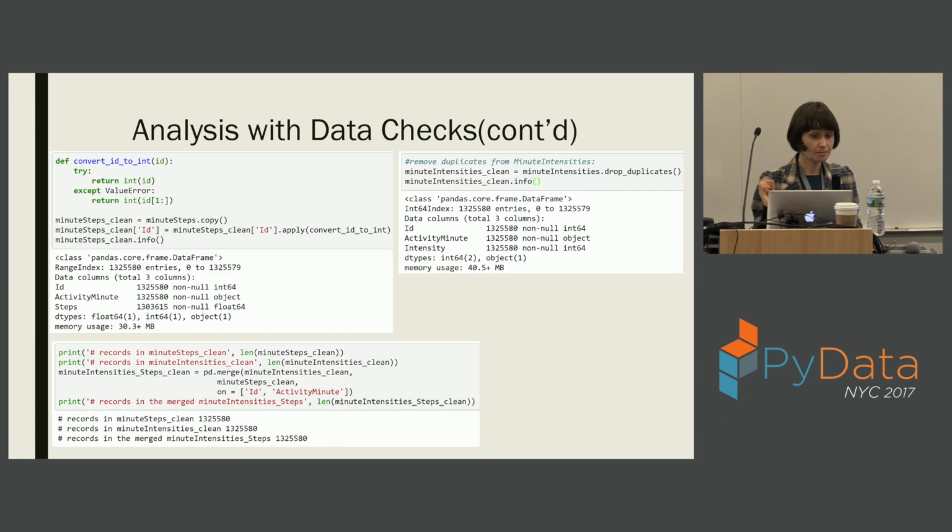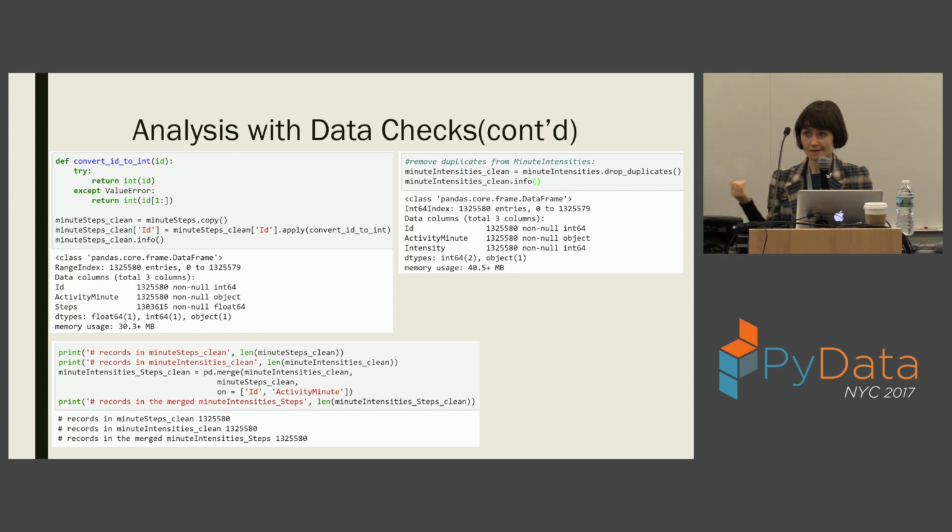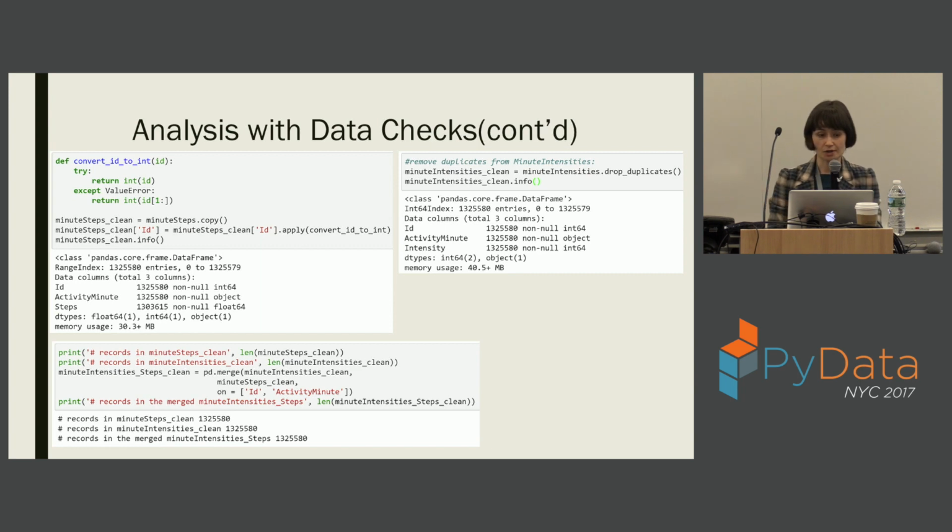So to clean it up, we first convert the IDs to integers. We just clean up all the dirty characters. This is what the first function is doing. And the second thing we're doing is dropping duplicates in the minute intensities, because we know those records are fully duplicates of each other. And once we do that, you can see that the merging works well. There's no problem anymore. So now we have records matching one to one.